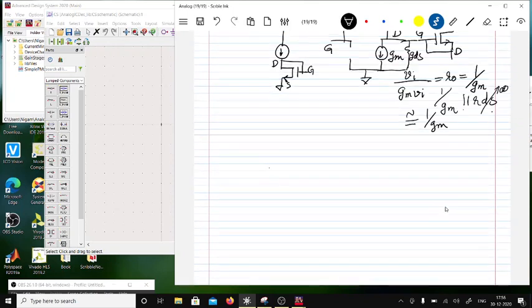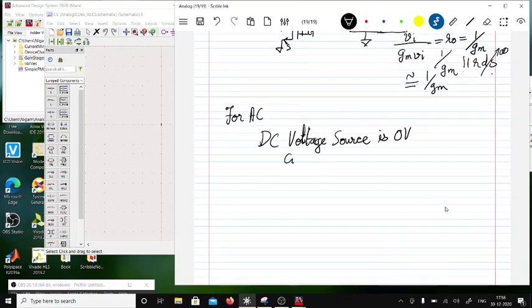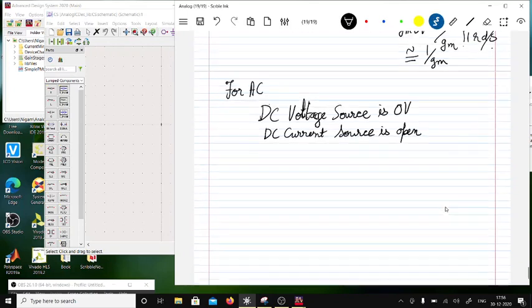One more thing you have to consider when you do circuit analysis is that for small signal or AC, a DC voltage source is 0 volts, and a DC current source is open. So this is all you have to remember. A DC current source is going to be open, or infinity, and a DC voltage source will be shorted.